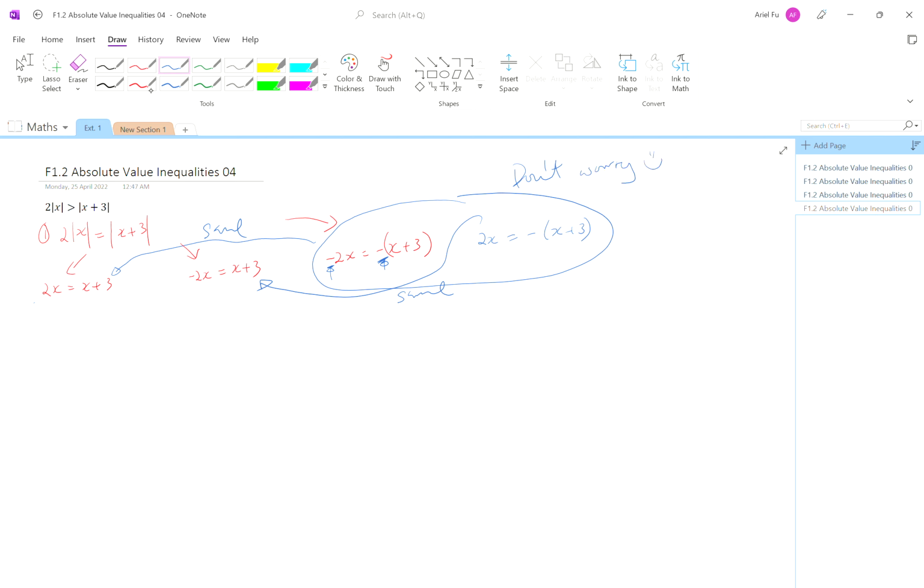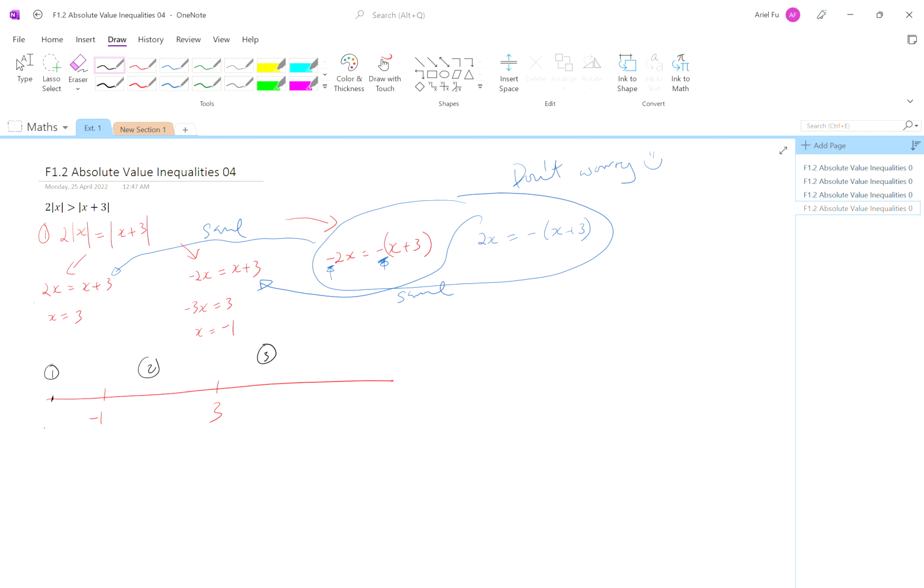Now, just looking at the first 2 cases, when one side is positive and when it's negative, this means that I've got x equals 3, and over here I've got negative 2x equals x plus 3, so 3x equals negative 3, x equals negative 1. So again, I'm going to draw my number line. I've got 2 critical values, negative 1 and 3. It dissects into 3 regions. The first region is here, the second region is here, the third region is here.